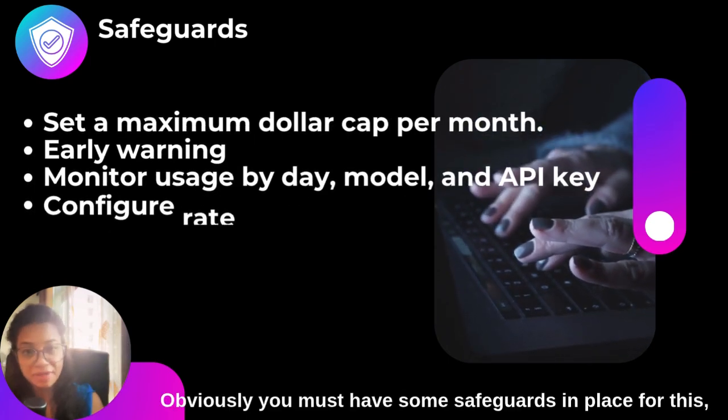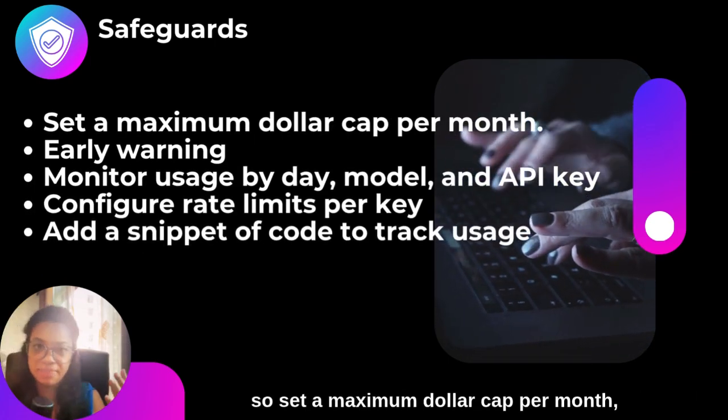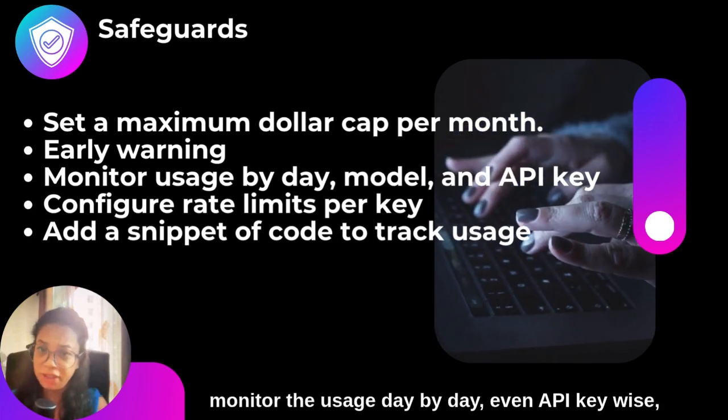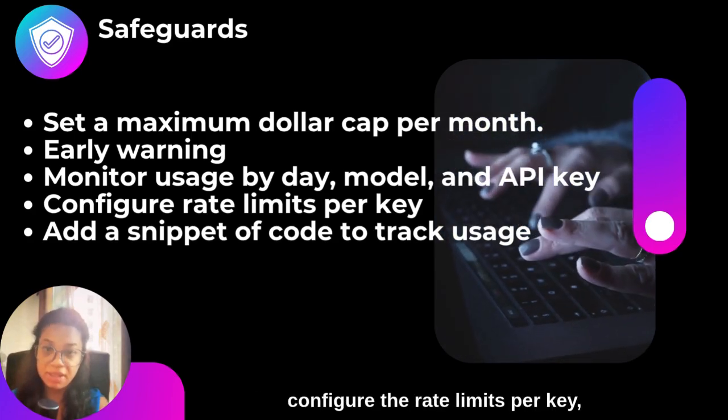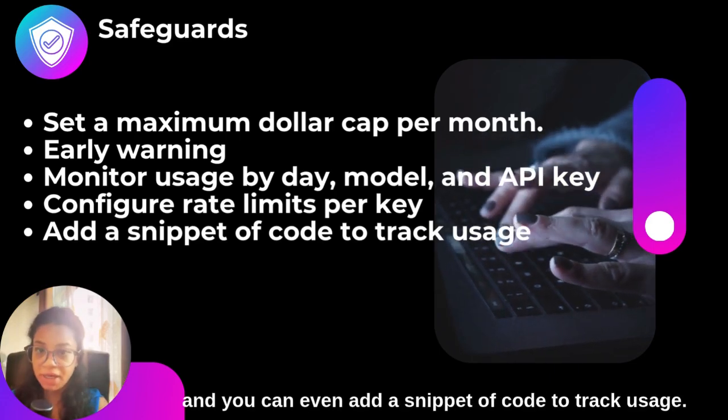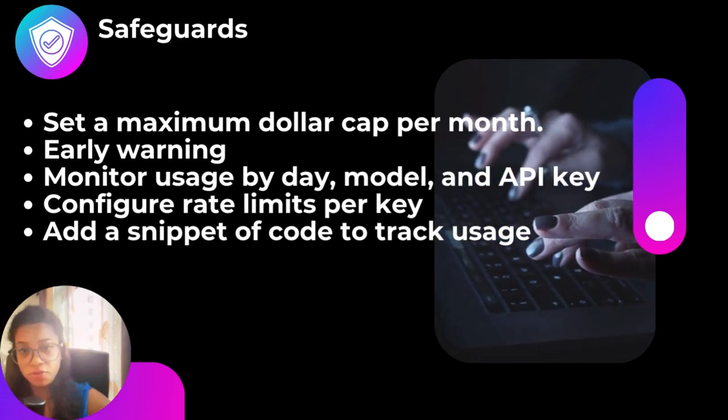Obviously, you must have some safeguards in place for this. So, set a maximum dollar cap per month, have early warnings, monitor the usage day by day, even API key wise, configure the rate limits per key, and you can even add a snippet of code to track usage.